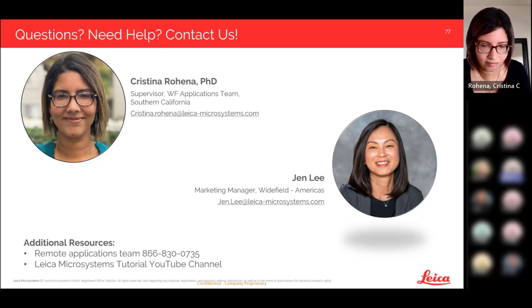Also, what do I need to upgrade a Thunder 3D tissue to the new faster version? That is a good question. I think there you'd definitely want to contact your account manager, and they can guide you through what needs to be done to upgrade the system to the triggered version of our Thunder tissue imagers.